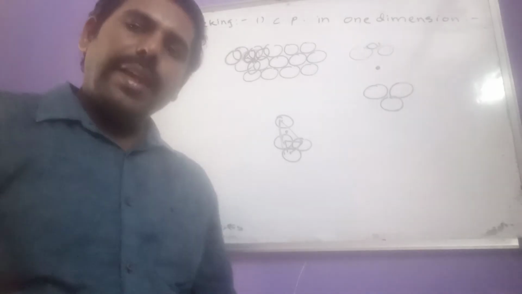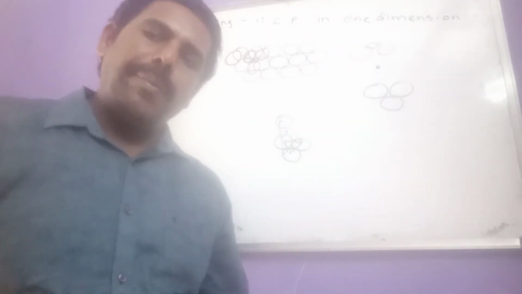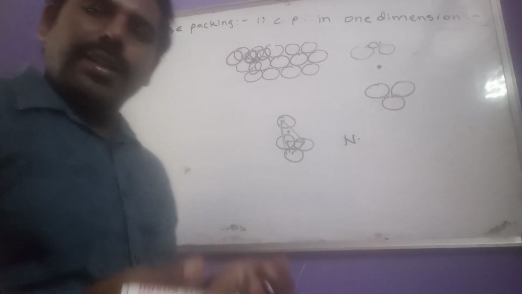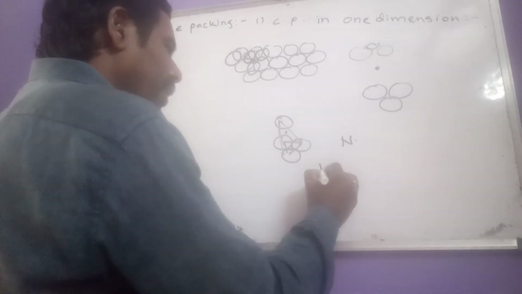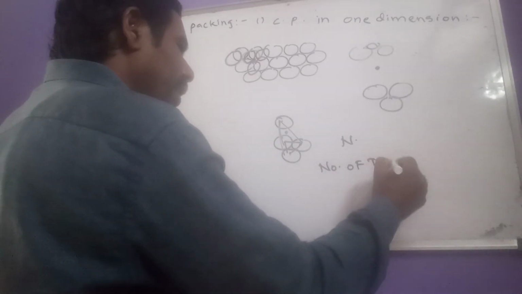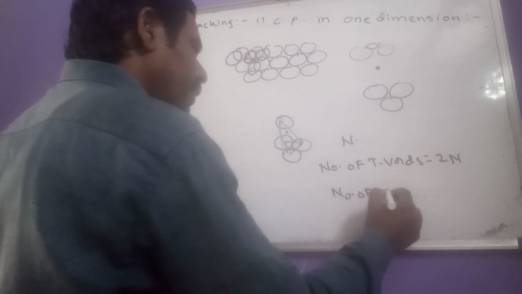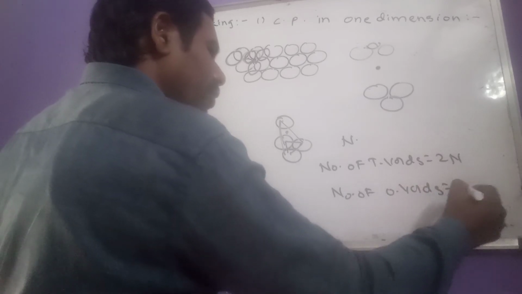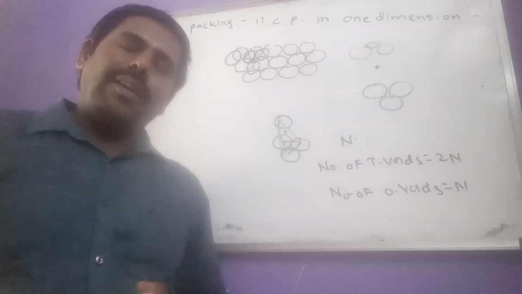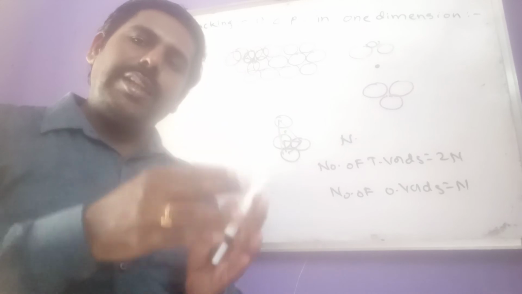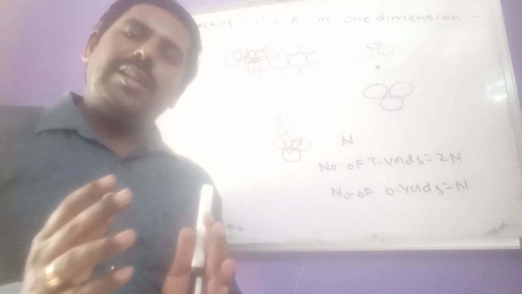Okay, now in this one important thing we have to remember: if n is the number of atoms present in any one crystal lattice, then the number of tetrahedral voids equals 2n, and the number of octahedral voids equals n. The number of tetrahedral voids is double the number of atoms, but the number of octahedral voids is equal to the number of atoms present in that crystal lattice.